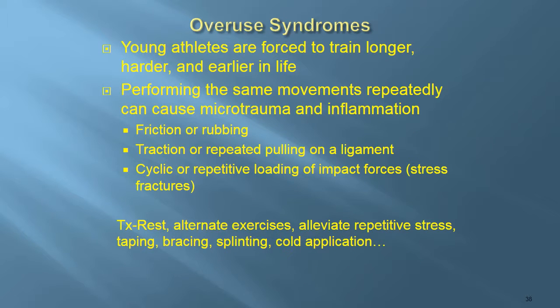Overuse syndromes. Young athletes are forced to train longer, harder, and earlier in life. Performing the same movements repeatedly can cause microtrauma and inflammation. This may involve friction or rubbing, traction or repeated pulling on a ligament, cyclic or repetitive loading of impact forces, which causes stress fractures. The treatment includes rest, using an alternate exercise, alleviating repetitive stress, taping, bracing, splinting, cold application.